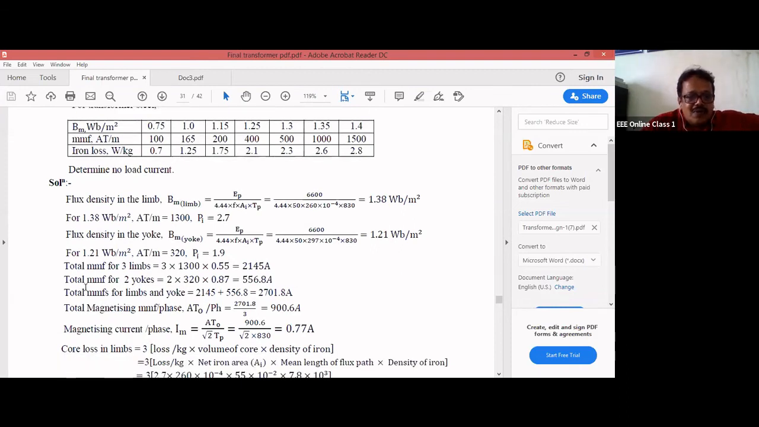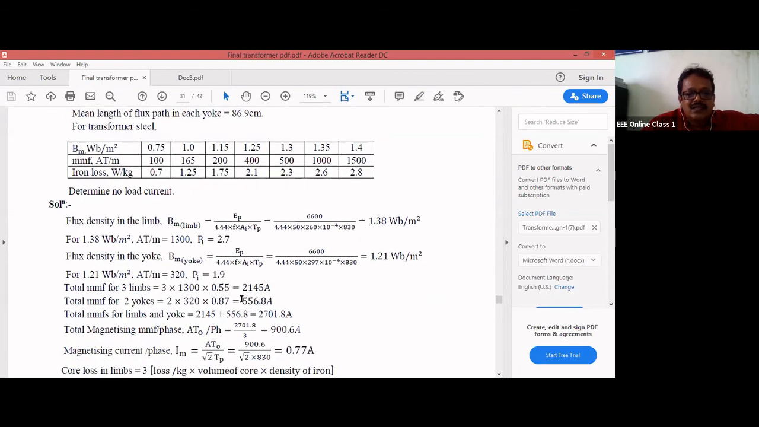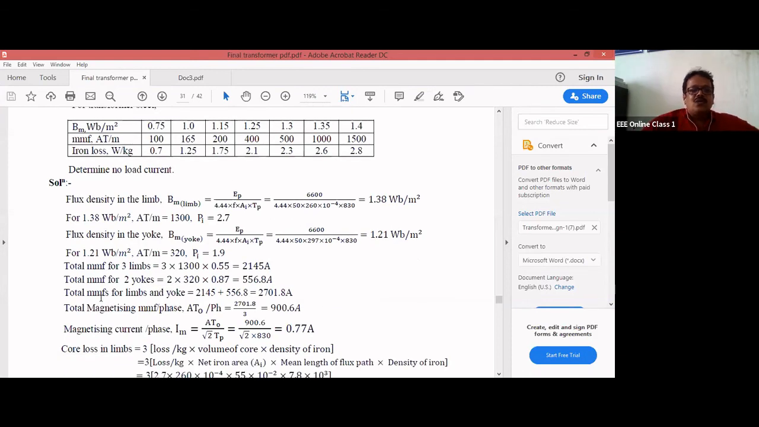Likewise, you calculate the total MMF for two yokes: 2 into 320 into 0.87. The mean length of flux path in each yoke is 0.87. That gives 556.8 ampere. So total MMF of limbs and yoke: 2145 plus 556.8, that is 2701.8.